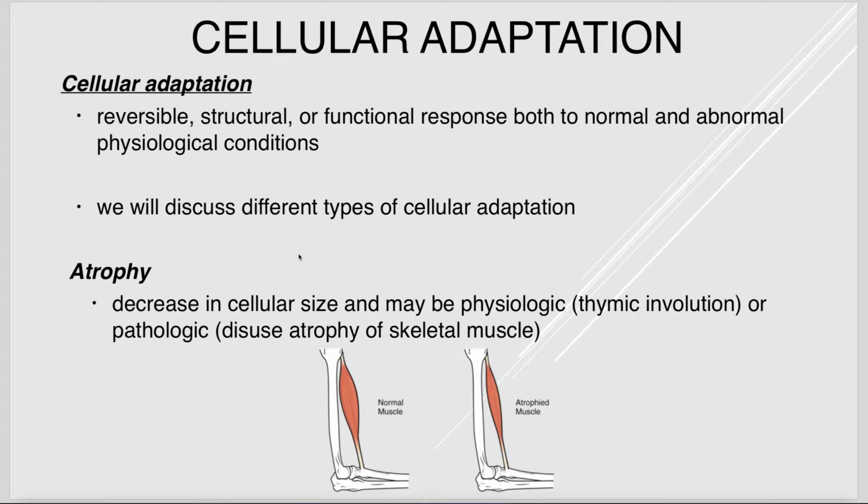So like I said, cells can adapt, and that's important because they need to maintain homeostasis. Cellular adaptation is a reversible structural and or functional response both to normal and abnormal physiological conditions. So of course this can be normal or associated with pathology. Now the first one we're going to talk about is atrophy. This is when you have a decrease in cellular size. And this can be physiologic, can be normal in the case of involution of the thymus. So the thymus will atrophy as we age because we just don't need it. Or it can be pathologic, like in the case of disuse atrophy of skeletal muscle.